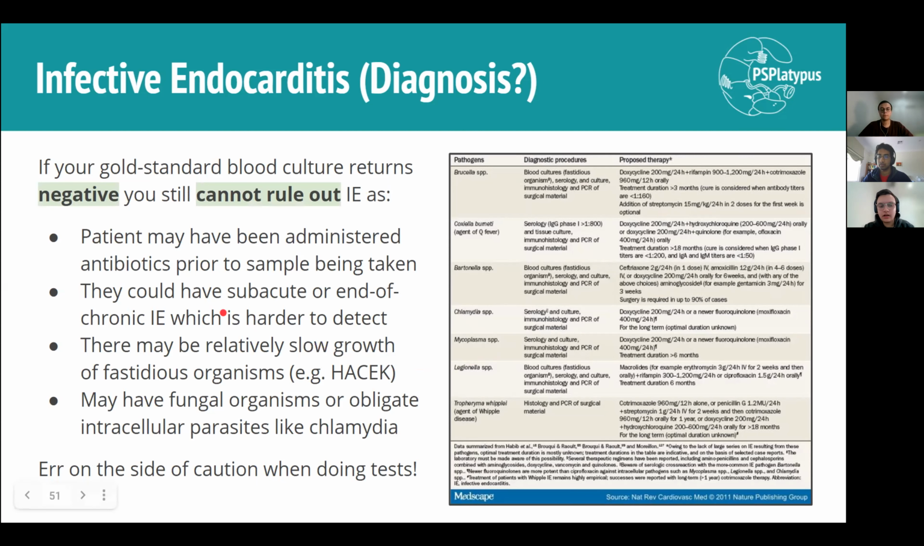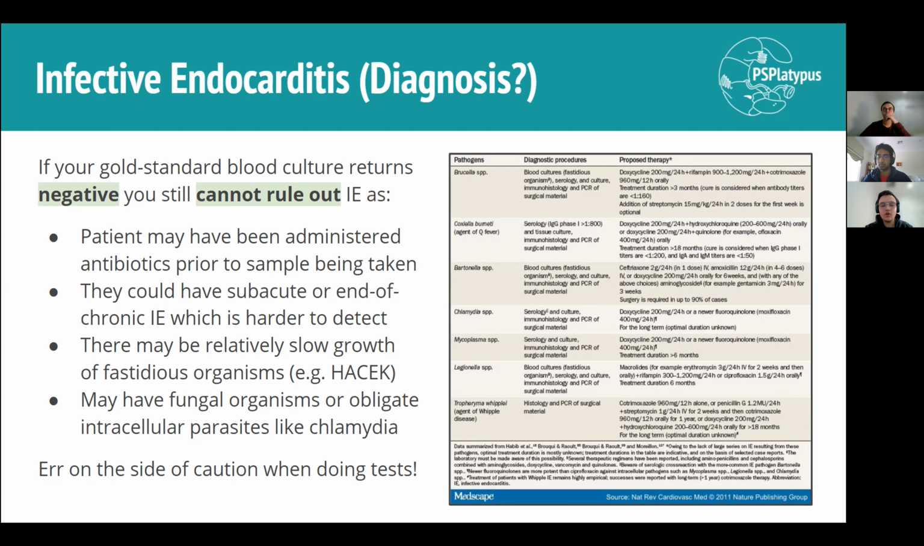As well as the first reason, they could be in a subacute stage or at an end of chronic stage of IE, which, although it can still be lethal, is harder to detect because those bacteria or pathogens are already at a lower concentration. You may have certain slow growing or fastidious organisms, and there's a group called the HACCP group. There's a full acronym you can look at, but the HACCP group is clinically important because they grow a lot slower than your run-of-the-mill Staph aureus infections.